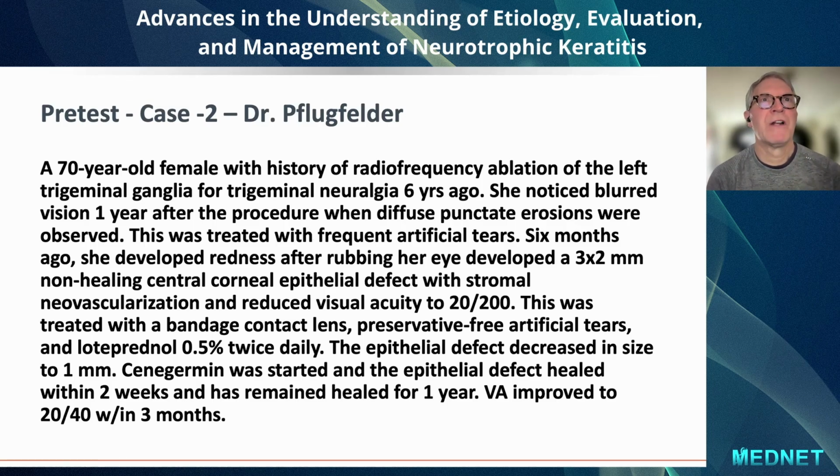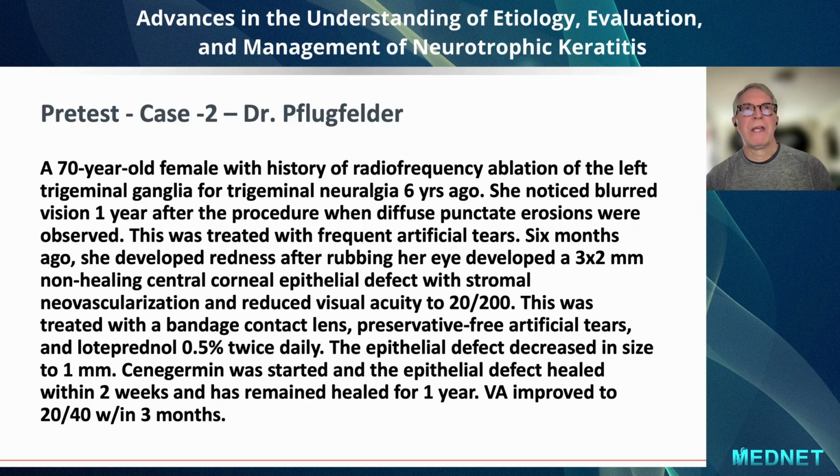And 6 months ago, she developed redness after rubbing her eye and developed a 3 by 2 millimeter non-healing central corneal epithelial defect with stromal neovascularization. I'd be interested, a little later, we'll talk about that with Walter. A lot of these patients do get corneal neovascularization when the epithelial defect is persistent. And her vision was reduced to about 20/200.